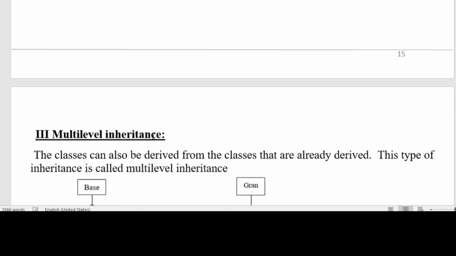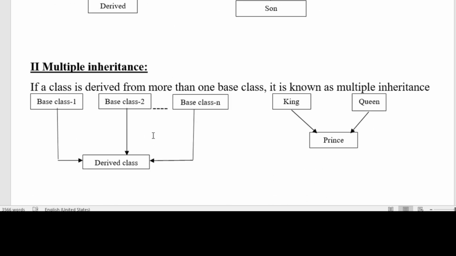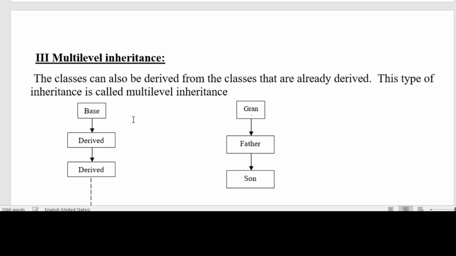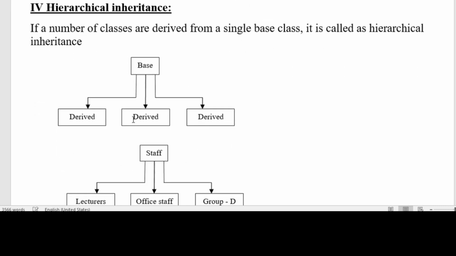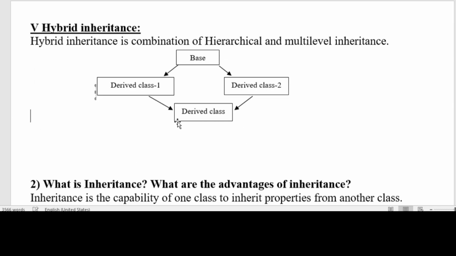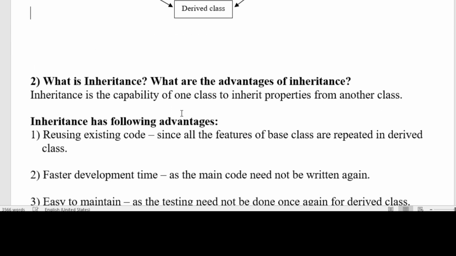So single level is one base, one derived. Multiple means many base classes. Multi-level means level by level you will have. Then hierarchical means it is like a hierarchy, tree structure. Then hybrid is a combination of hierarchical and multi-level. This diagram. The second question will be like, what is inheritance?